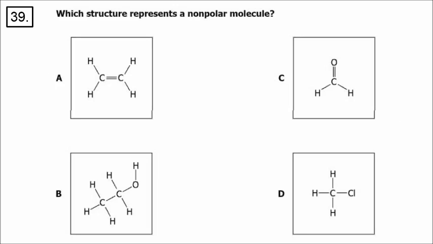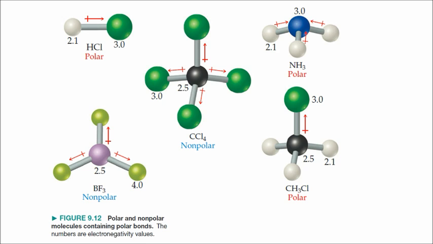Here we have 4 structural formulas for 4 different molecules, and the question is asking which structure represents a non-polar molecule. Now here you see a variety of molecules. The center one, CCl4, is non-polar. That's because all of the dipoles cancel out. Everything is symmetrical about that molecule, so the 4 dipoles are pulling in equal and opposite directions. Another example of a non-polar molecule is BF3, where the 3 dipoles are going to cancel out. Other examples of polar molecules include HCl, so it's a dipole between the H and the Cl.